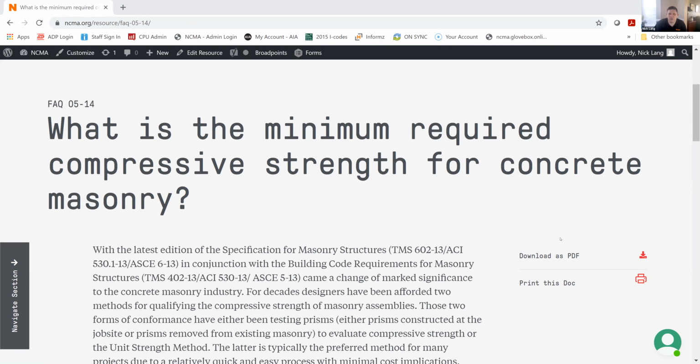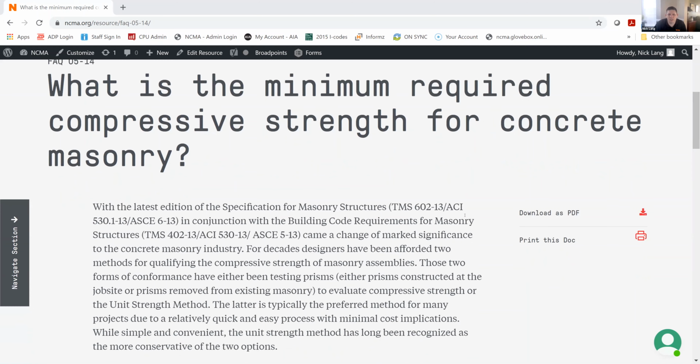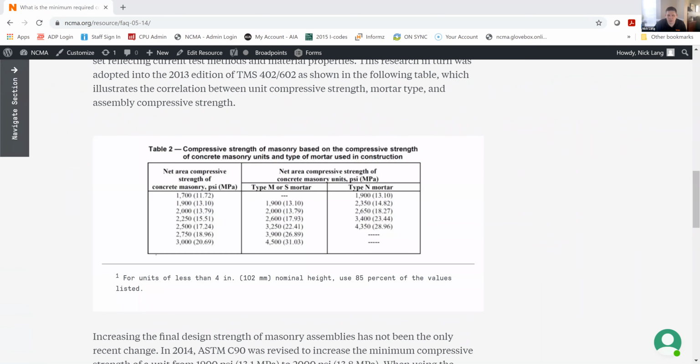We talk about this in a very short form in our FAQ 05-14. And this is the unit strength table. You pick the strength of your unit over here on the left, and depending on the type of mortar, it gives you that f'm value.